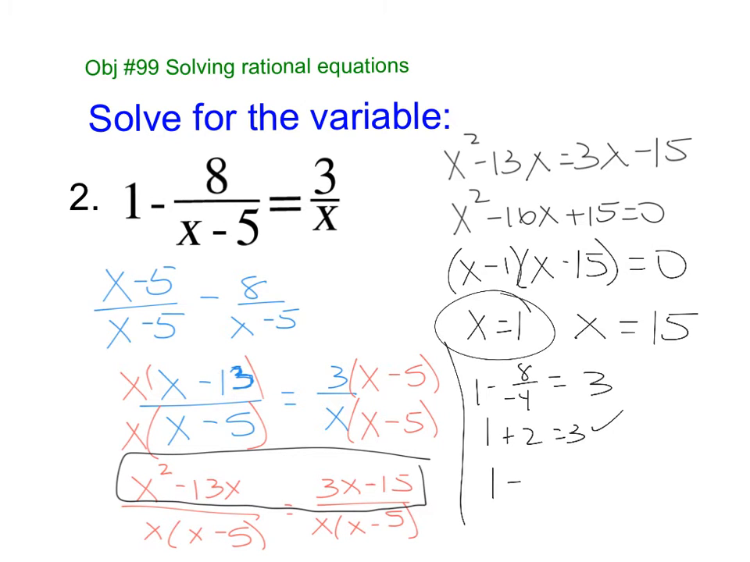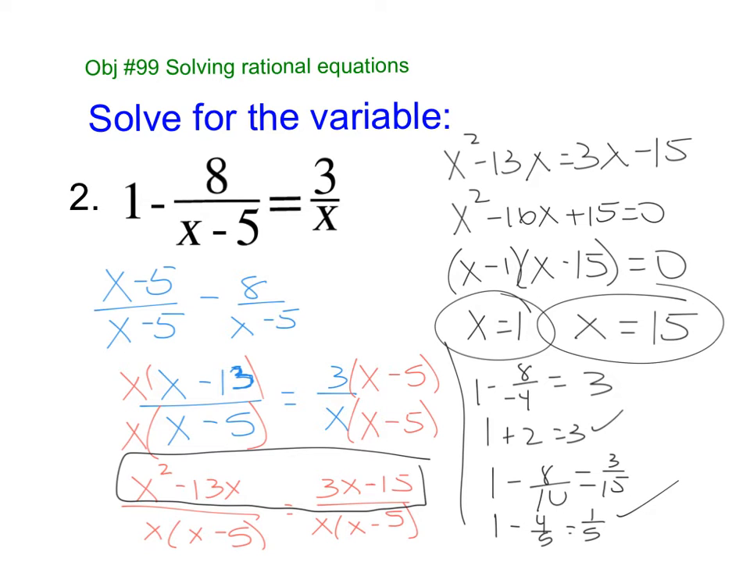And then 1 minus 8 over 10 equals 3 over 15. So 1 minus 4/5 equals 1/5. That's correct, that works. All right, so those both worked. Again, you could have cross multiplied at this step over here. I prefer having the same denominator and then setting the numerators equal. It's just a habit of mine.